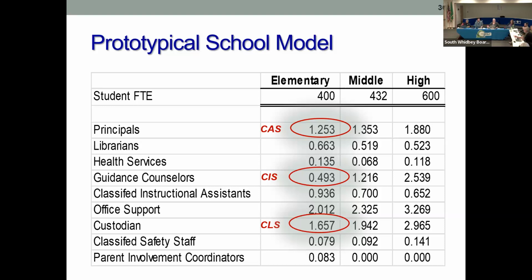If you think about a building like this that has 450 kids or so in it, you get maybe a 1.8 custodian, but we're going to have at least 2 custodians because that's a minimum you can get by. You'd have a counselor, not a half a counselor, that type of thing.